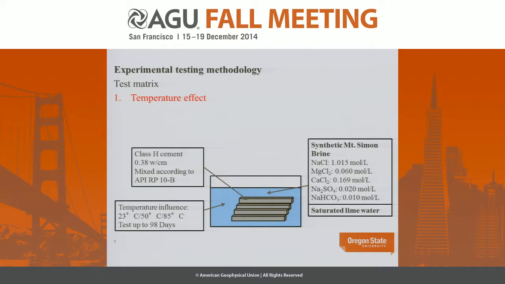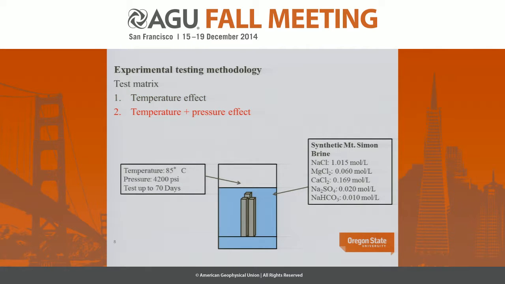You may notice that in this test, we are using prismatic samples instead of the cylindrical samples that other researchers used before. We just want to maximize the exposure. For the first scenario, we are trying to quantify the temperature effect. In this case, all the cement was mixed at a 0.38 water-cement ratio according to API, and we are using two curing solutions. One of them is synthetic Mount Simon brine, which has a very complicated composition. It has sodium chloride, magnesium chloride, calcium chloride, sodium sulfate, and sodium bicarbonate. The other one is just saturated lime water, which is the normal way we cure our cement samples. These cement samples were subjected to different temperatures from 23 to 85 degrees Celsius.